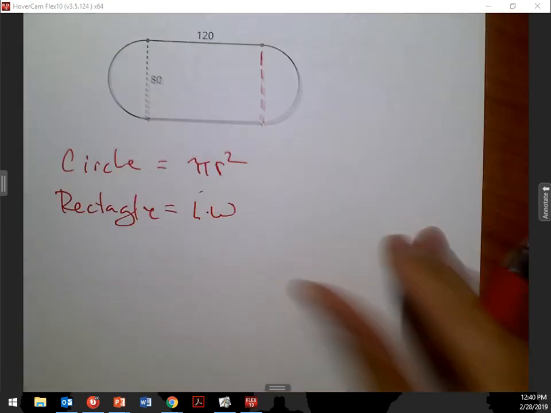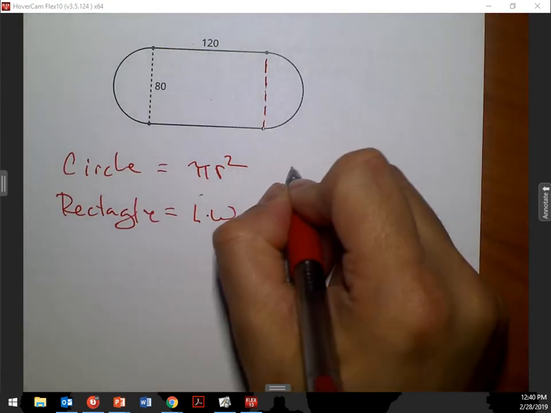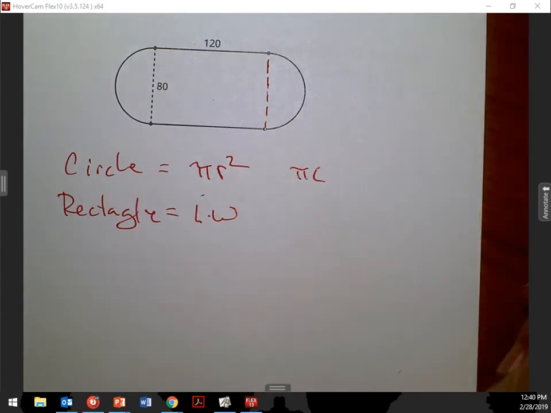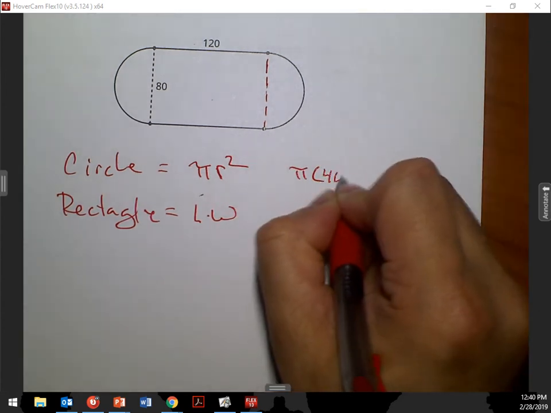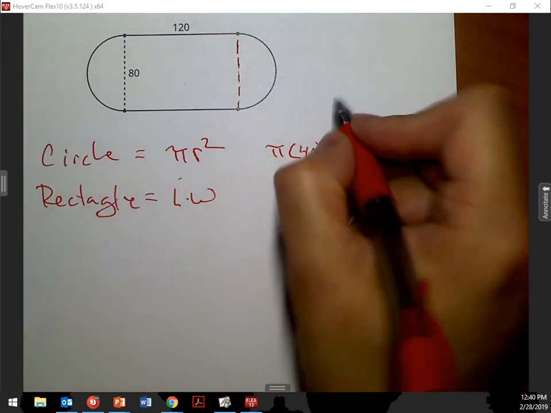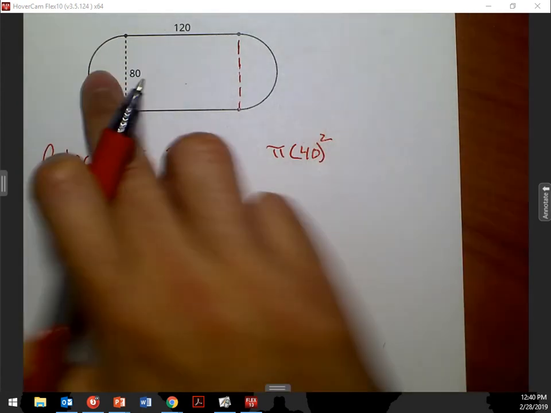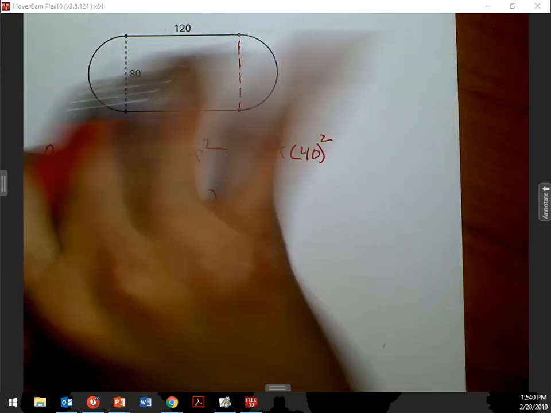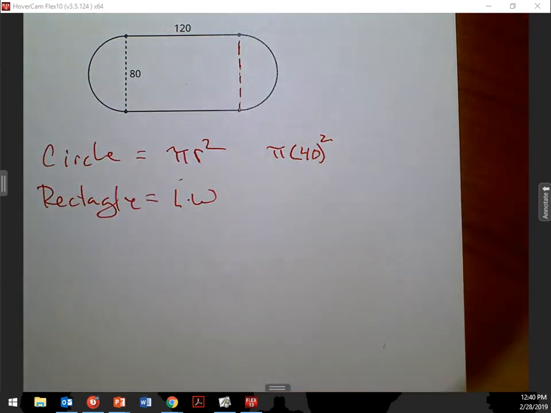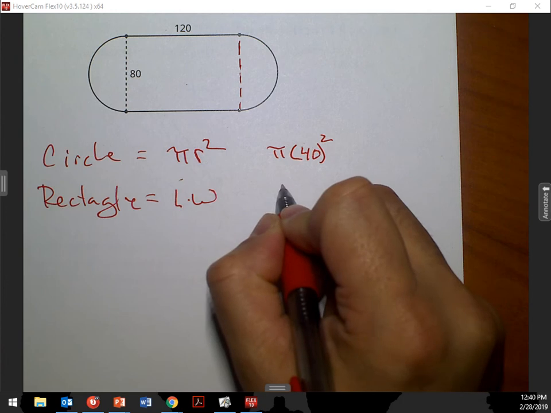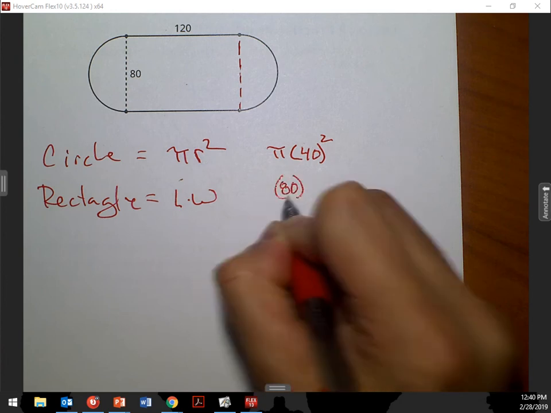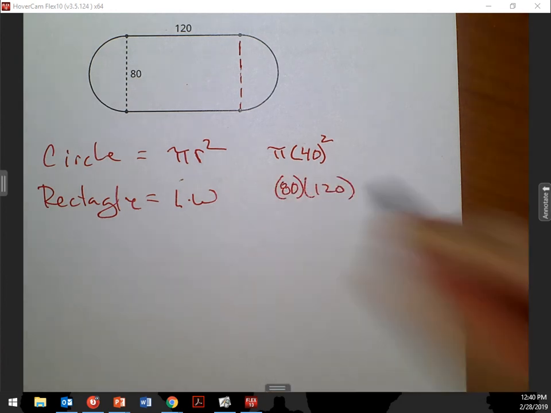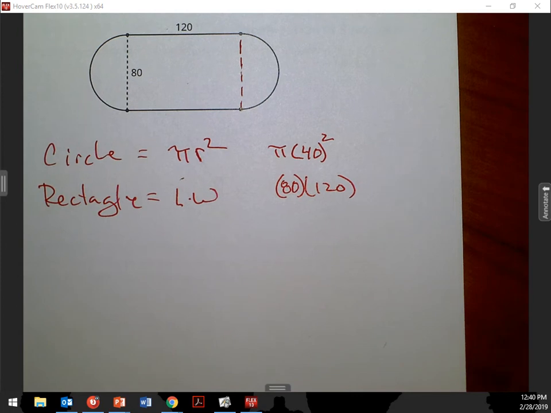Alright, so now my two things. What is the radius? 40. Why is it 40? Because that's half the 80. Yeah, you have to cut the diameter. Square. Very good. And since I have two of them together, I'm just going to put those together, and when I'm done, I'm just going to add that. And then I'm going to have my 80 times 120, because that's the length there, right?